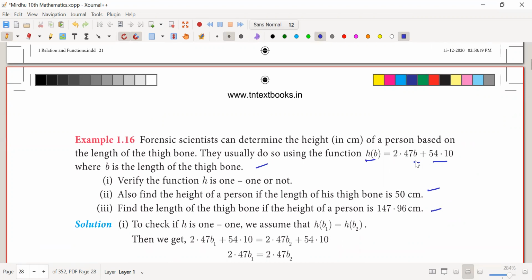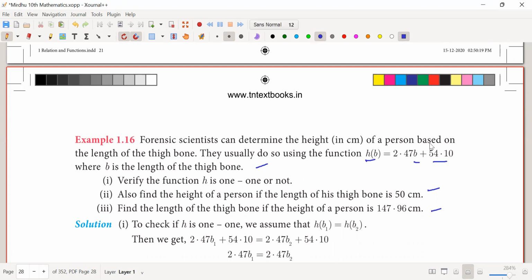Definitely, for each value of b, each value of thigh bone, I'll be having a different value of height. So it is a 1-to-1 function. Number one. Yes, it is 1-to-1. For a unique value, only a unique height will be there. There will not be the same height for different lengths of thigh bones.